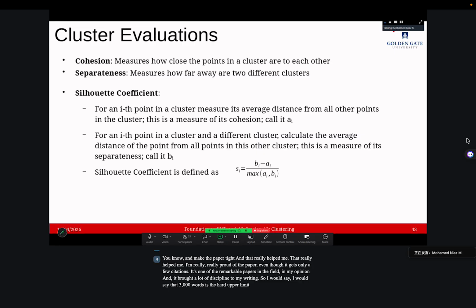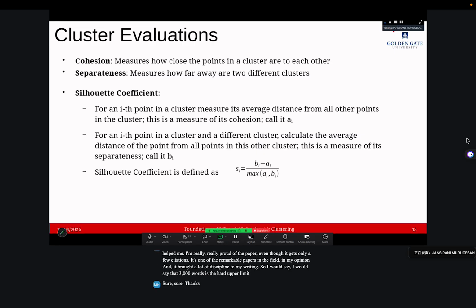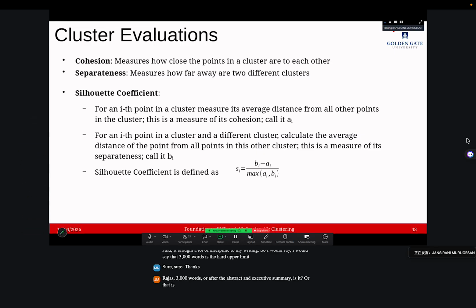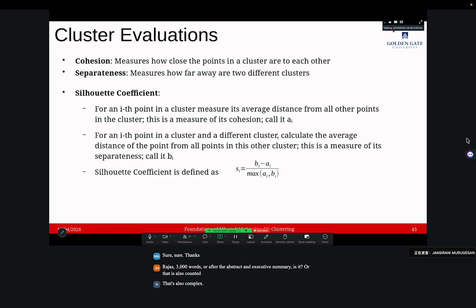Sure. Thanks. Rajan sir, are these 3,000 words after the abstract and executive summary, or is that also counted? That's also counted. Okay, thank you. Sure.